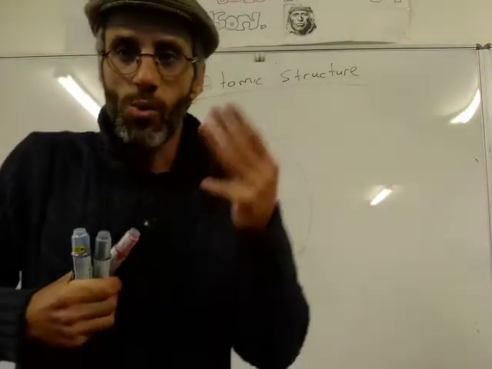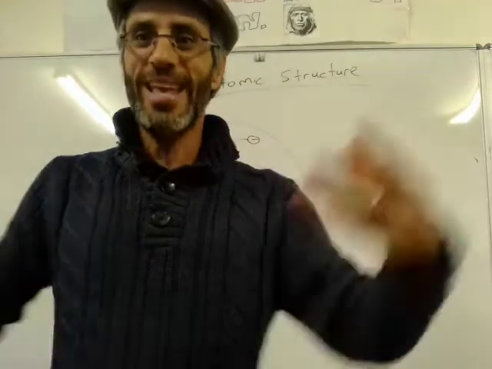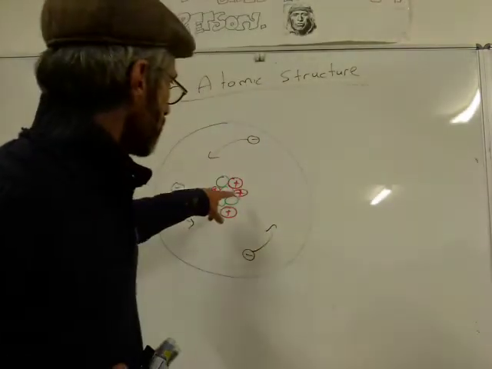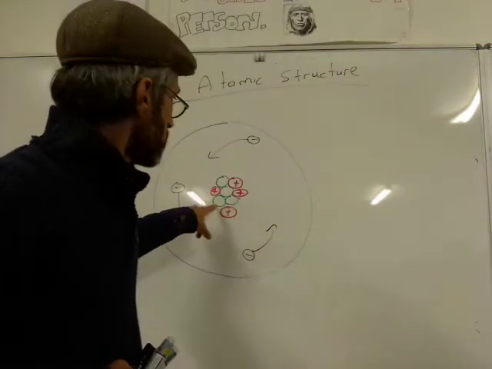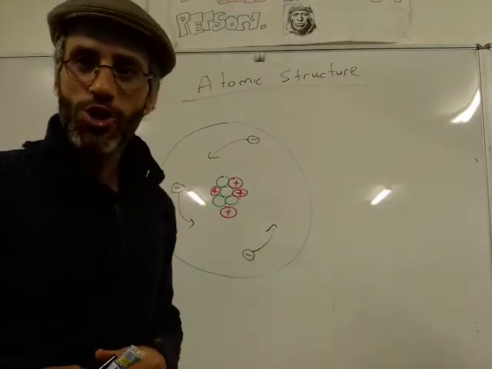Okay? So we can see that there are three types of particles inside the atom. We've got the protons, positively charged, neutrons, neutral, and electrons, negatively charged.